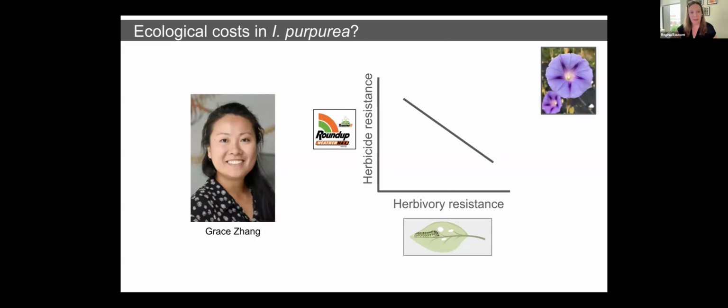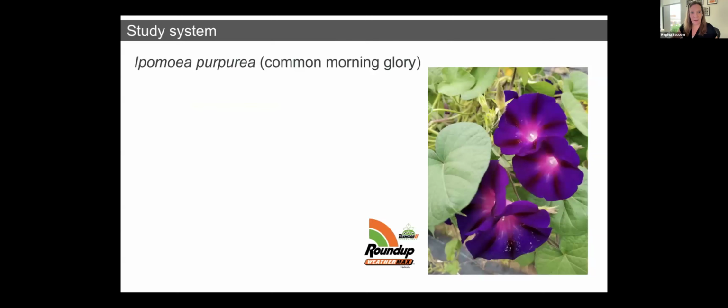So enter a grad student in my lab. This is Grace Zhang. She's a fourth-year PhD student. She wanted to understand if there is an ecological cost in the common morning glory. So is there some sort of a trade-off or negative relationship between herbicide resistance, in this case glyphosate resistance, and herbivory resistance? So to answer this question, Grace wanted to use the common morning glory system.